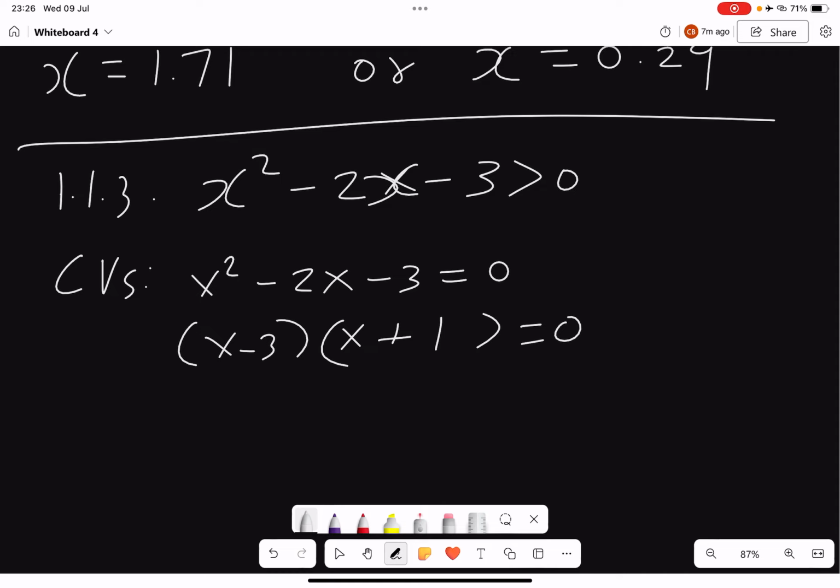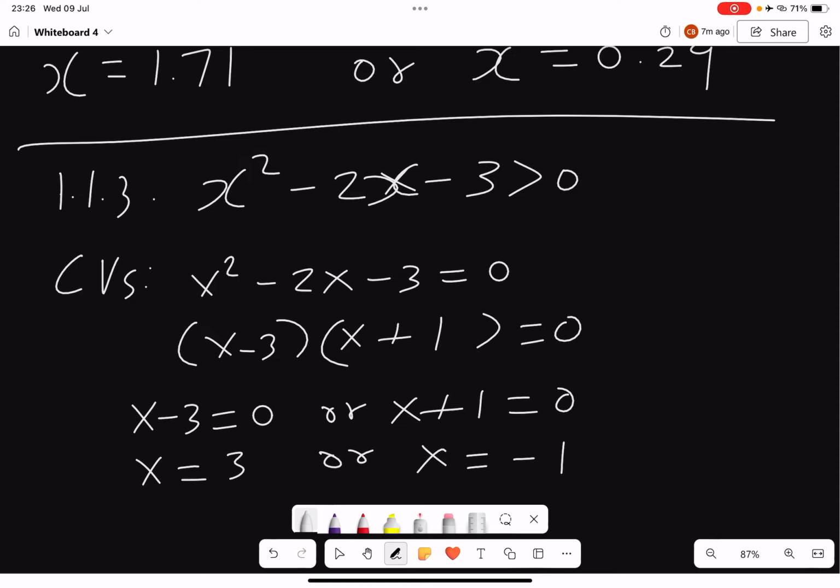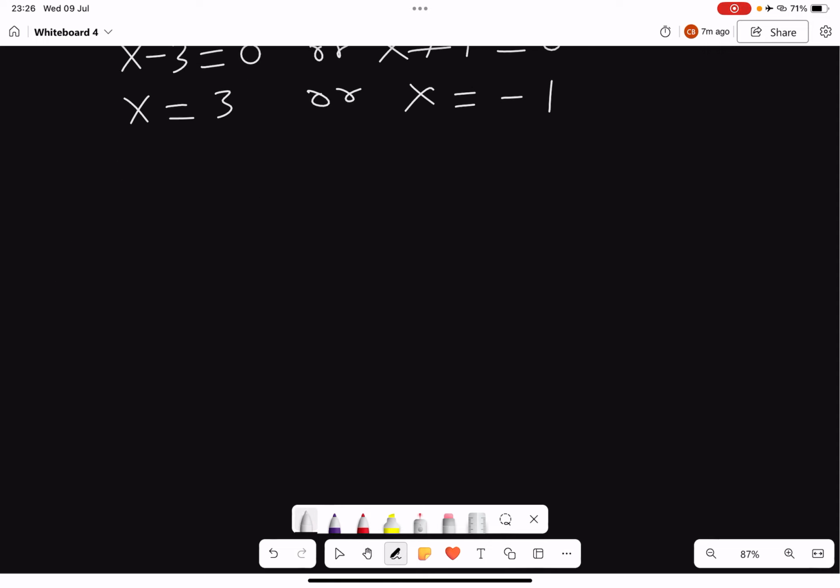Applying the zero product rule, the first bracket will be equal to 0, or the second bracket must be equal to 0, which means x must be equal to 3, or x must be equal to minus 1. And then from there, we need to draw a number line with critical points at -1 and 3. We always start with the smaller one and then the bigger one. Here's our number line. You show the smaller one, you show the bigger one.